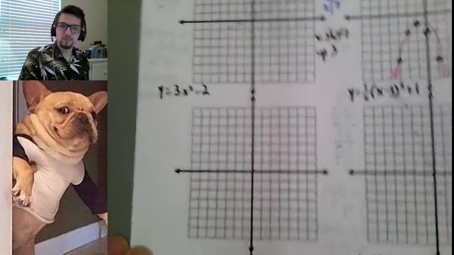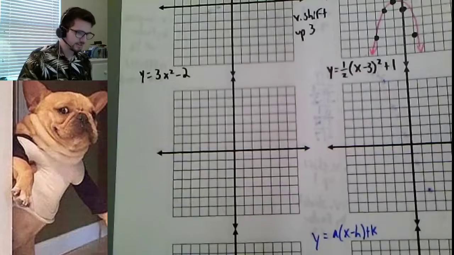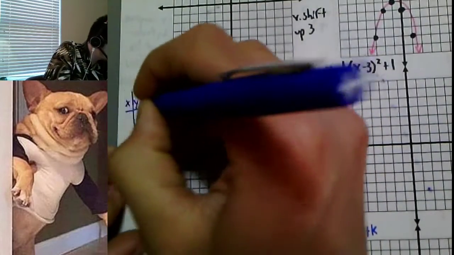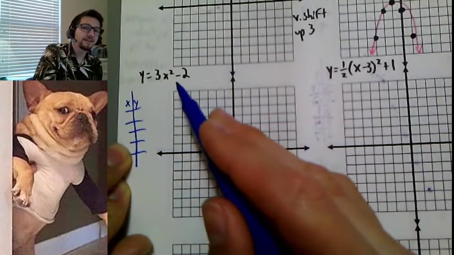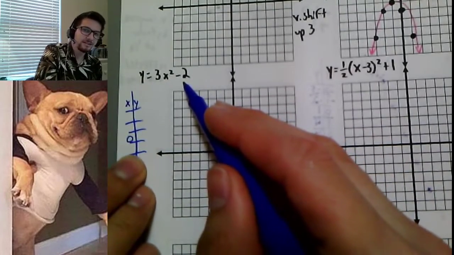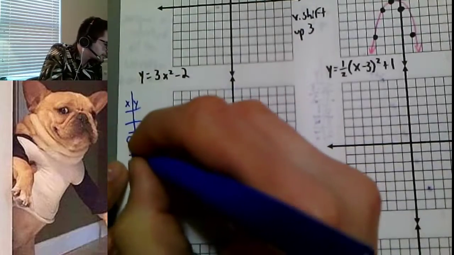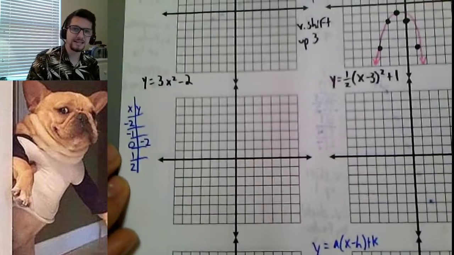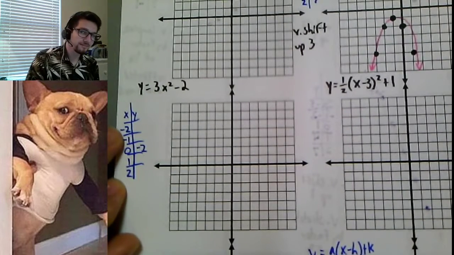Third problem, y equals 3x squared minus 2. We got some shenanigans here. Let's get my xy table online. What's my vertex going to be? Do I have an h value? No, so it's 0. What's my k value? Negative 2. I go up 2 from 0, down 2 from 0. Fantastic. So now it looks like I'm just going to plug my numbers in.